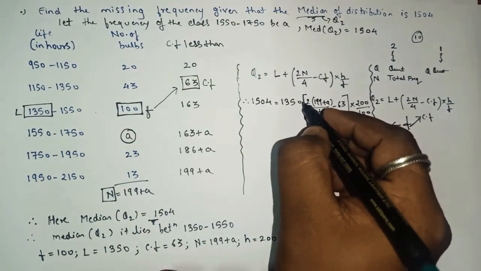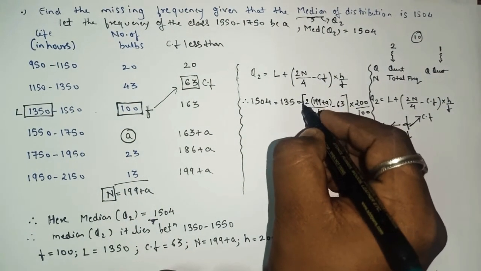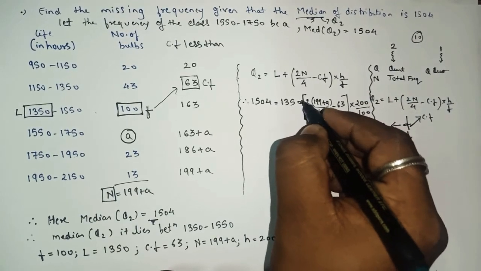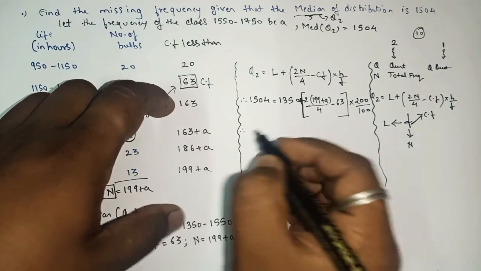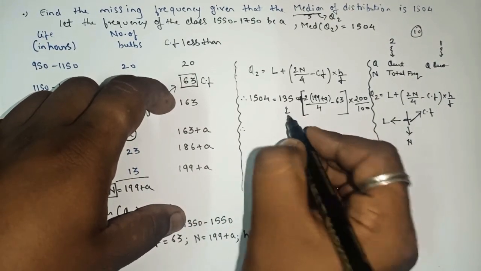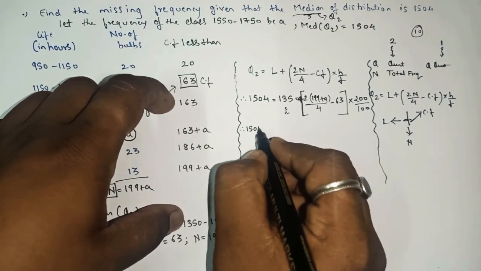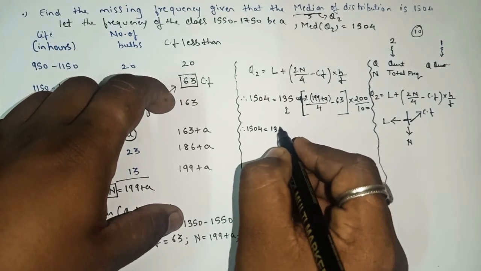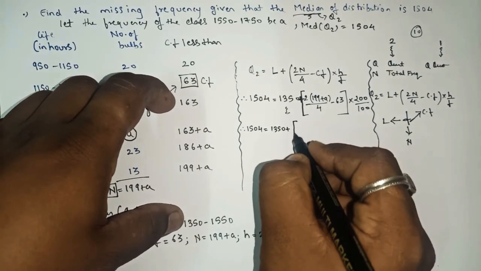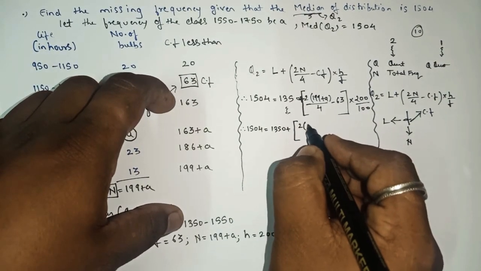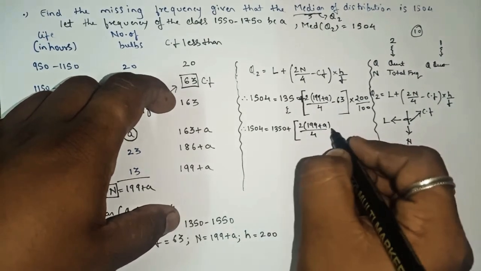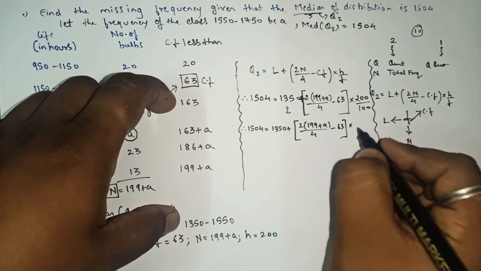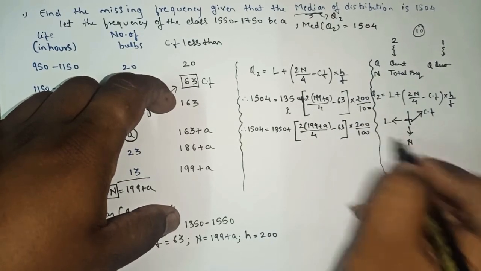So here plus will come, okay. Remember this, plus will come. Yeah, I forgot to write plus, okay. So this step I will write once again: 1504 equals 1350 plus 2 into (199 plus A upon 4 minus 63) into 200 upon 100.